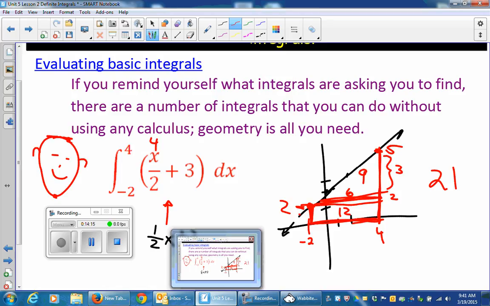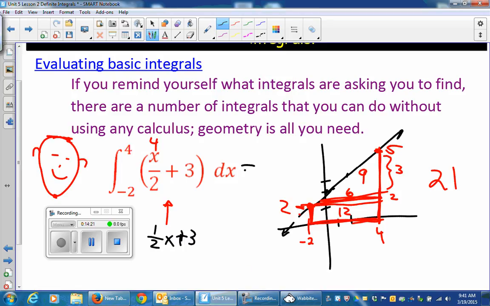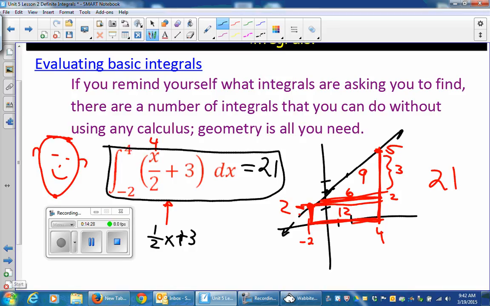Ruth's question is a good question. How do you finish this problem up? This whole expression, this whole thing, equals 21. You just put equals 21.